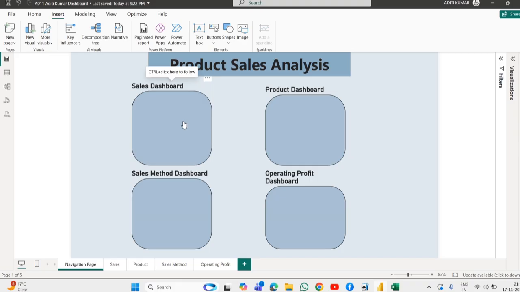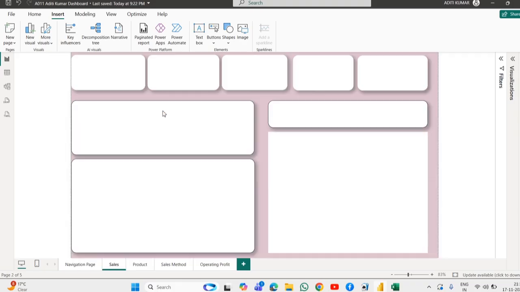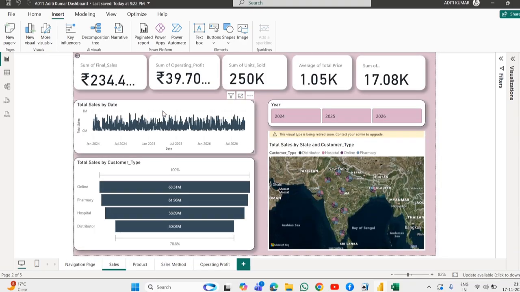So coming to the first part of my dashboard, which is the sales dashboard. For this, I'll simply press control and click, and I'll move to my sales dashboard. On the right side, I have the KPI cards, which display the total sales, the total units sold, the operating profit, the average price, and further details. Below the KPI, I have a year slicer, which allows comparison between the years, namely 2024, 25, and 26. On the left, a bar chart shows total sales by customer type.